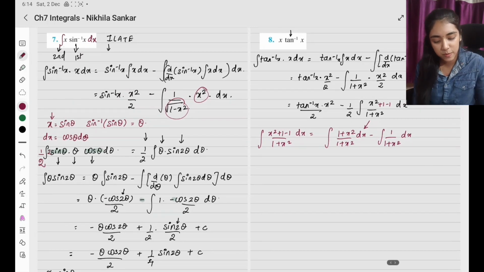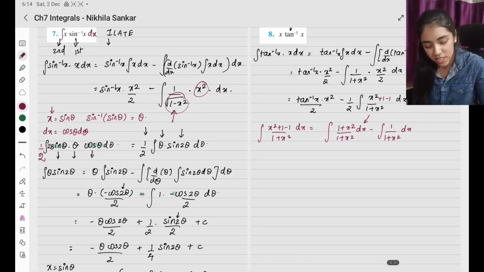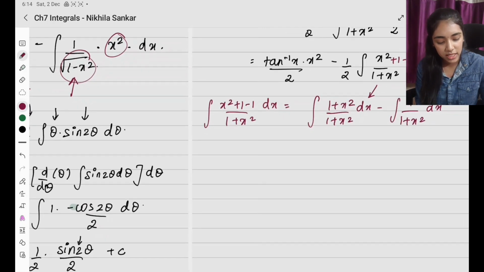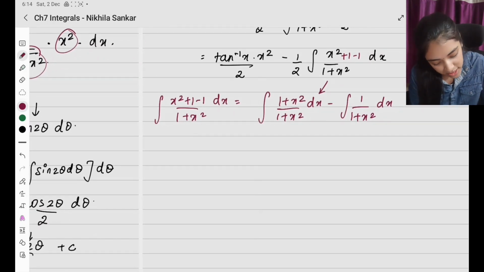So why didn't we use this method in the previous question? We had a square root. If there was no square root, you could have used this method. Without the square root, you can solve it like this. Okay. So this is a much simpler one.